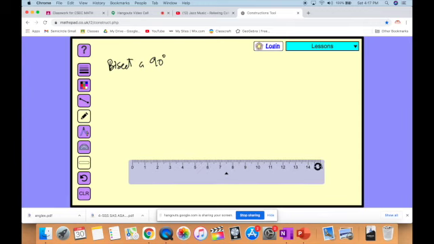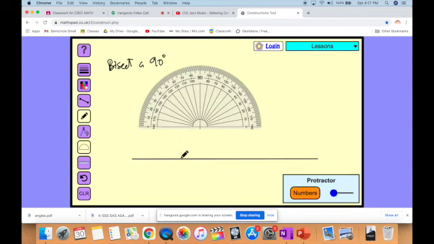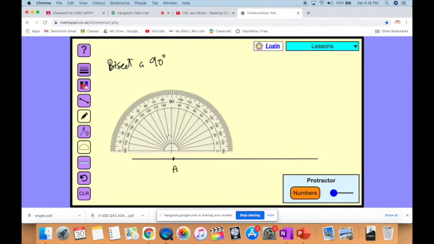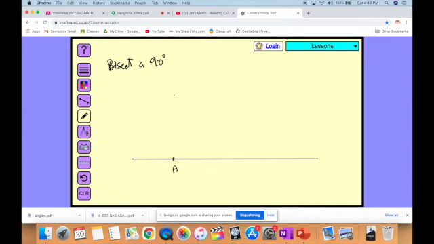Right? They should have like a degrees thing on the ruler. Anyways, so I'll draw a 90. Put the point A. And 90 is over here. So now I'll draw, right? So I have 90 degrees there. So now I want to bisect the 90.